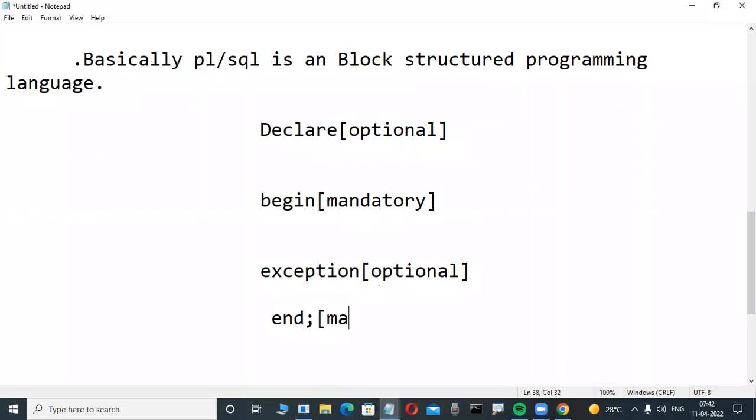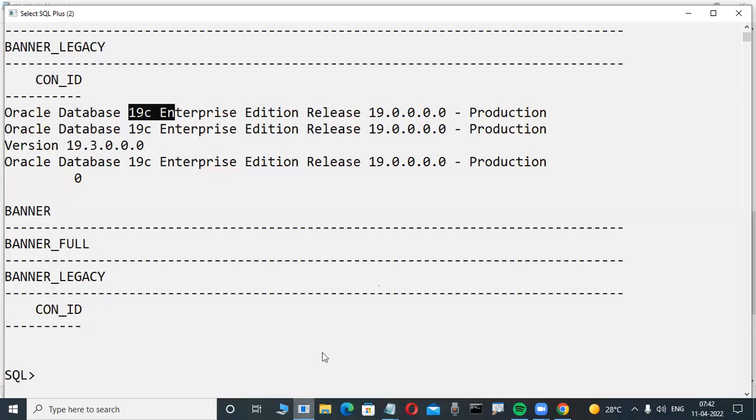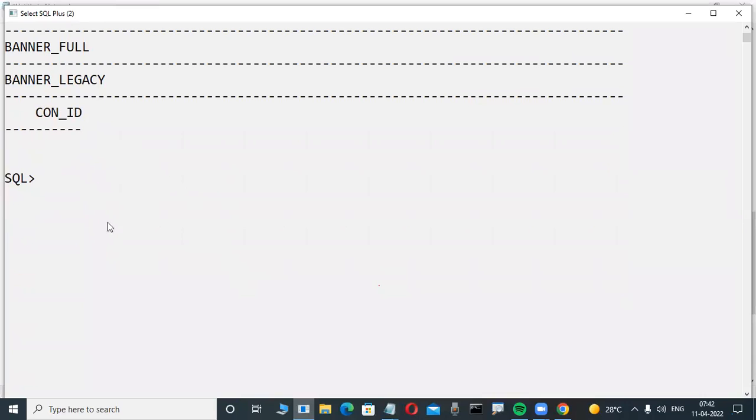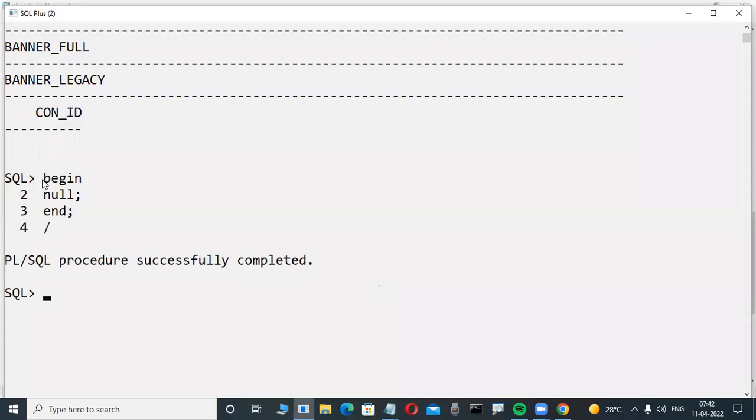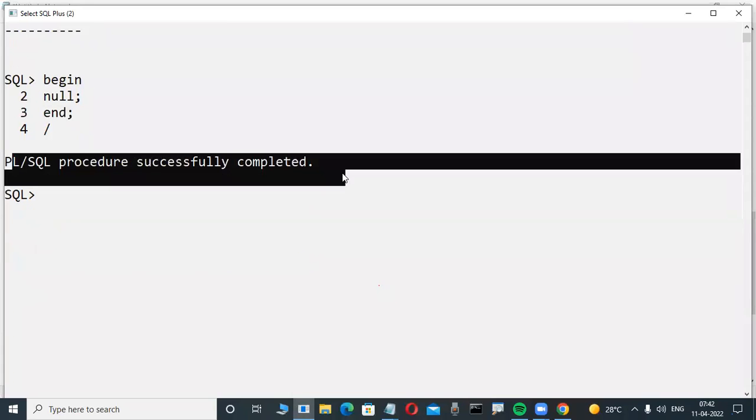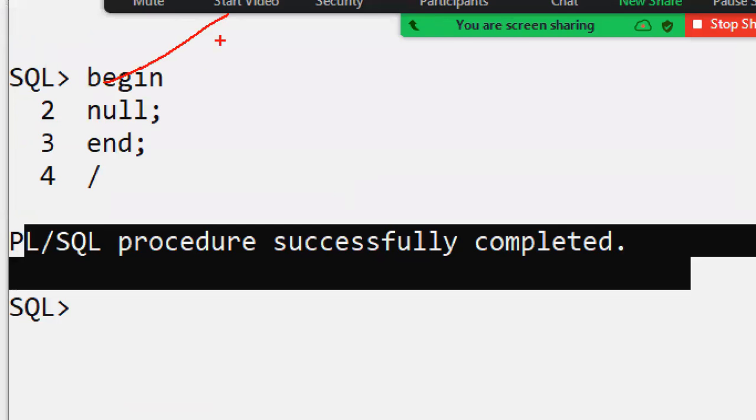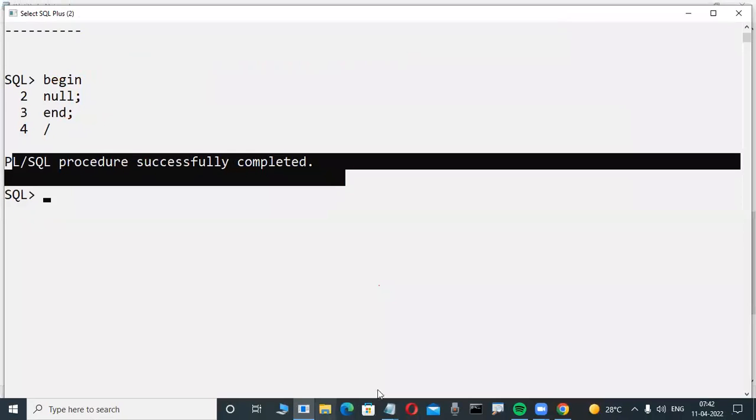Here end is mandatory. Okay, fine. Suppose, observe here. I am a PL SQL developer. How do you write the coding? Same like a SQL prompt, either the SQL Plus tool or the SQL Developer tool, any tool like this. Now I am not interested in declare, because it is optional. Don't write it, just observe. Begin is a mandatory keyword. Some coding we are writing. Exception I don't know, that's why I'm leaving it out. Now end with a semicolon. Observe here: PL SQL procedure successfully completed. That's what PL SQL means. Begin and end are mandatory. The remaining are optional.